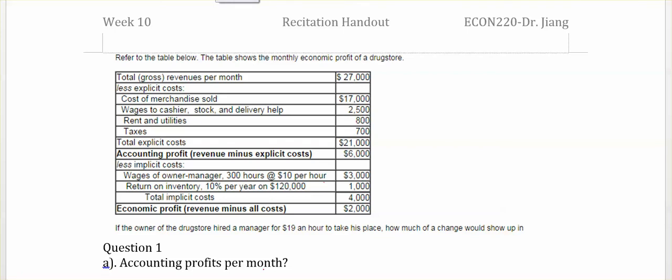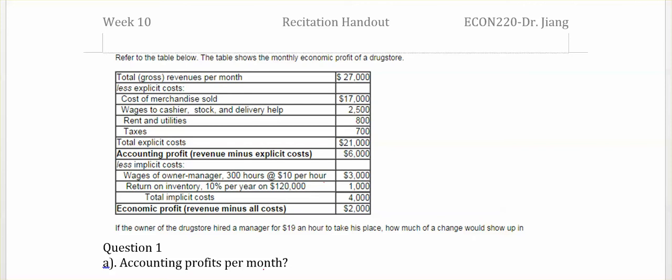This week's recitation is about homework 8 part 2, which relates to chapter 8, the competitive firms. The first question is about the difference between accounting profits and economic profit. In the lecture we mentioned the reason the accounting profit is different from the economic profit is because of the difference between the accounting cost and the economic cost.